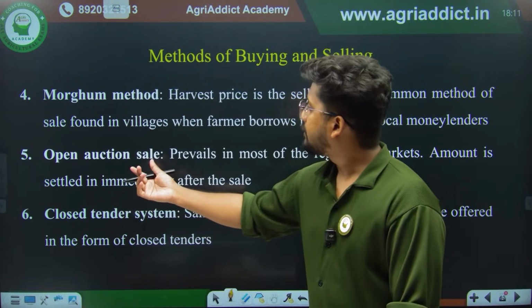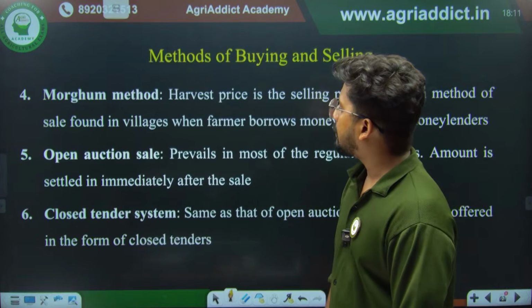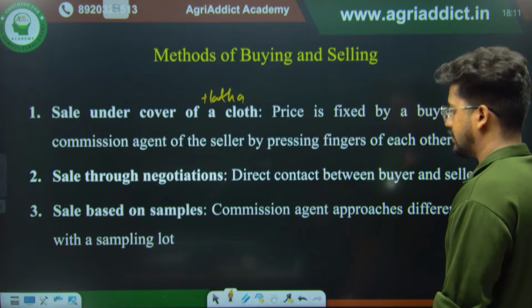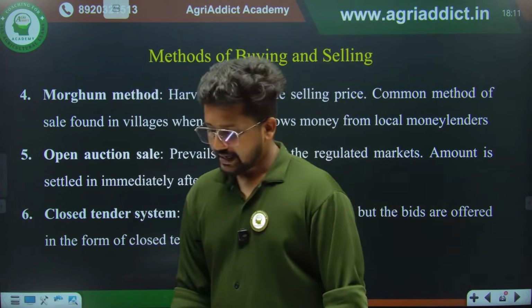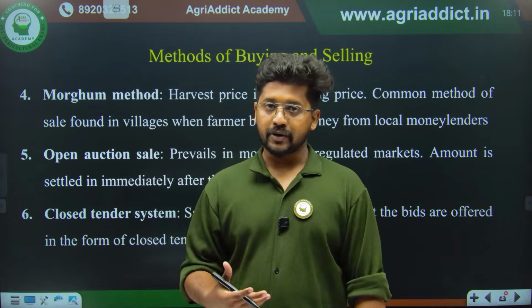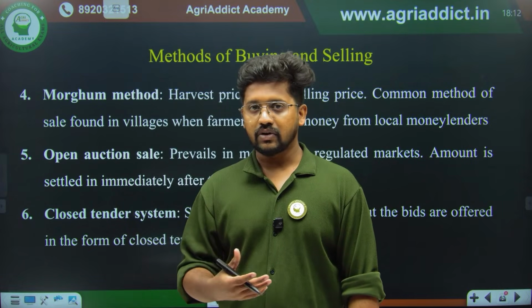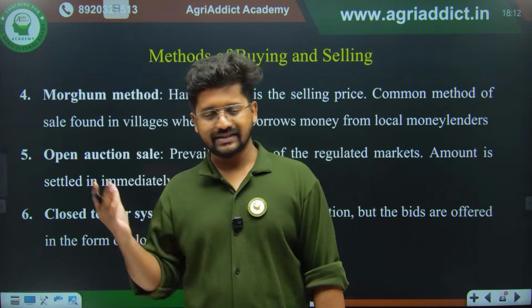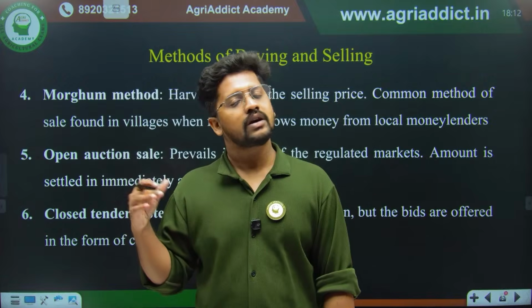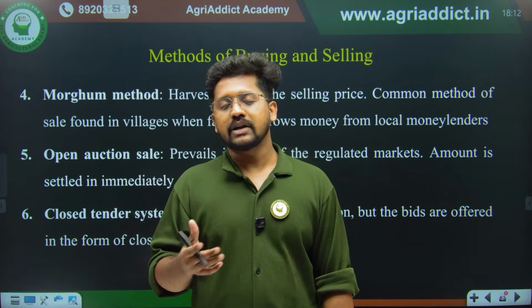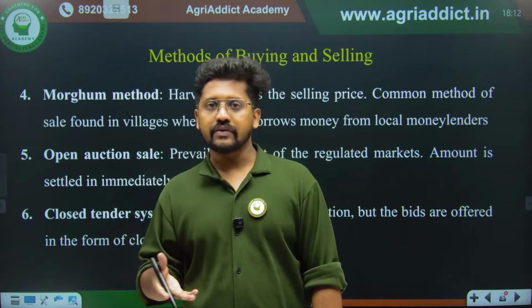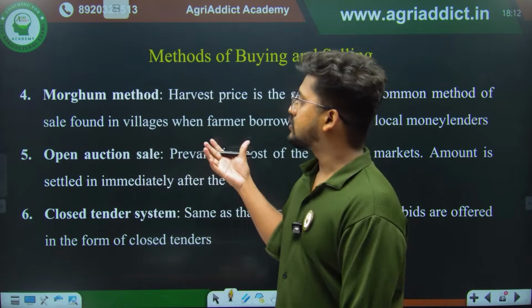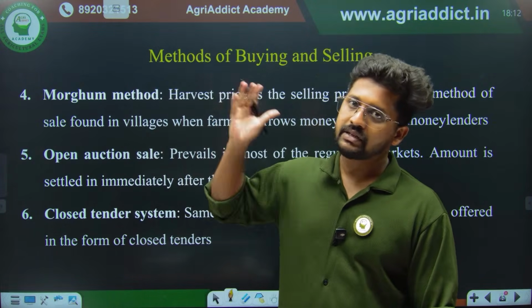And the fourth one is Morgan method. Yes, Morgan method. Here the selling is done soon after the produce, the harvest is done. As we have seen in the distress sale and all, urgent cash requirement will be there from the producer. Therefore, the product will be sold soon after the harvest in order to pay the bills and all. So in the Morgan method, the harvest price will be the selling price.